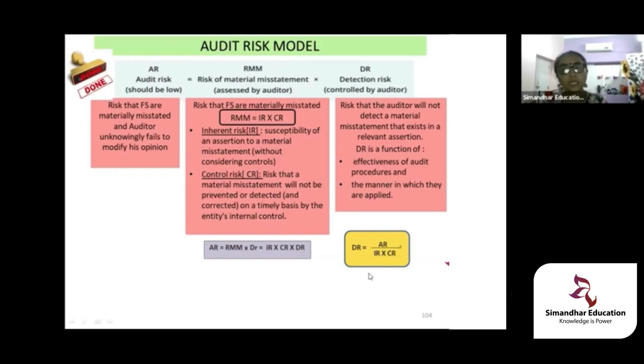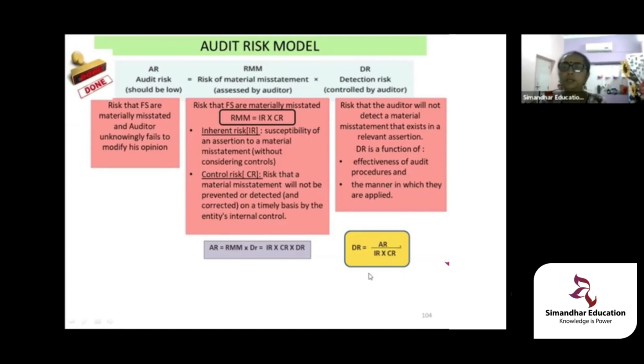How do you try to mitigate detection risk? By checking. Your audit itself is checking everything, not only internal control. All audit procedures are for mitigating the risk. So, what is audit procedure? To find out audit evidence is audit procedure. So this audit evidence that you are gathering is going to mitigate or reduce the detection risk.